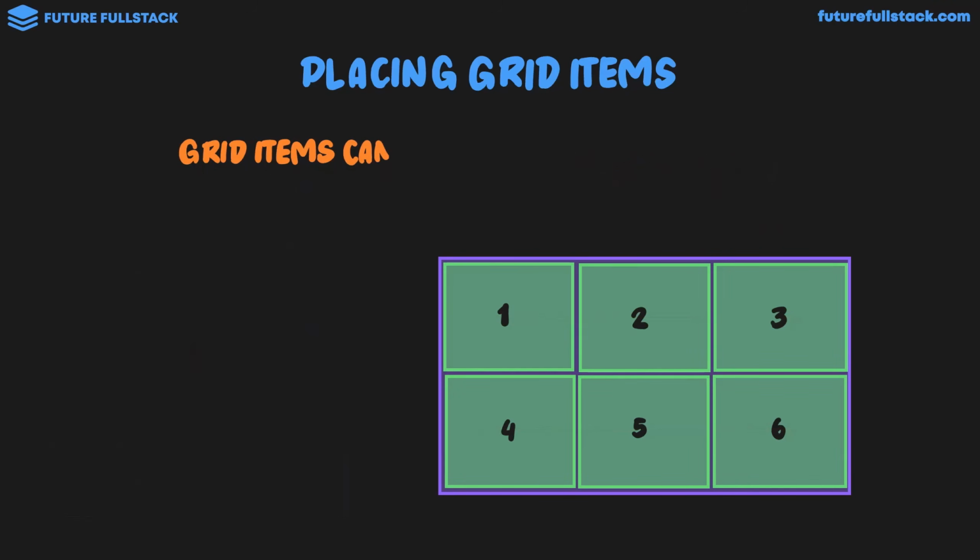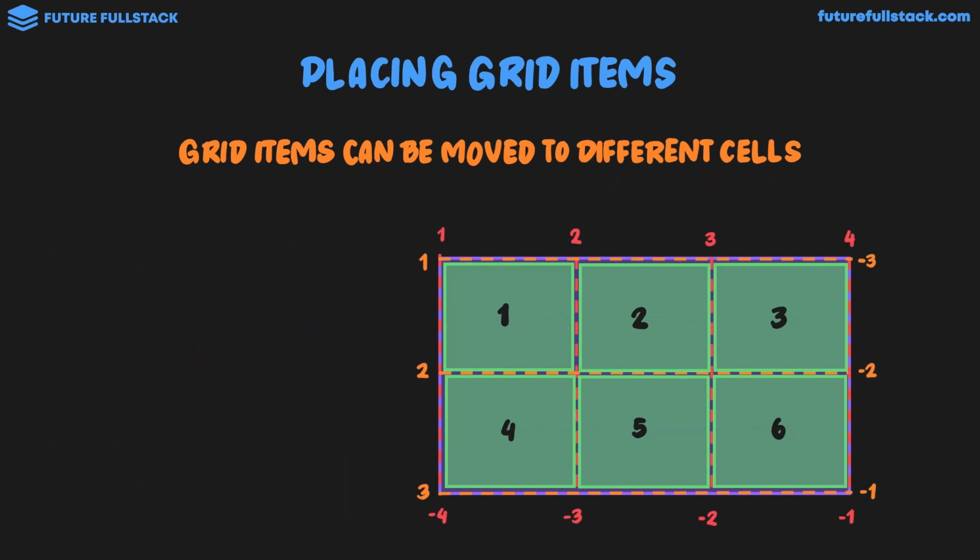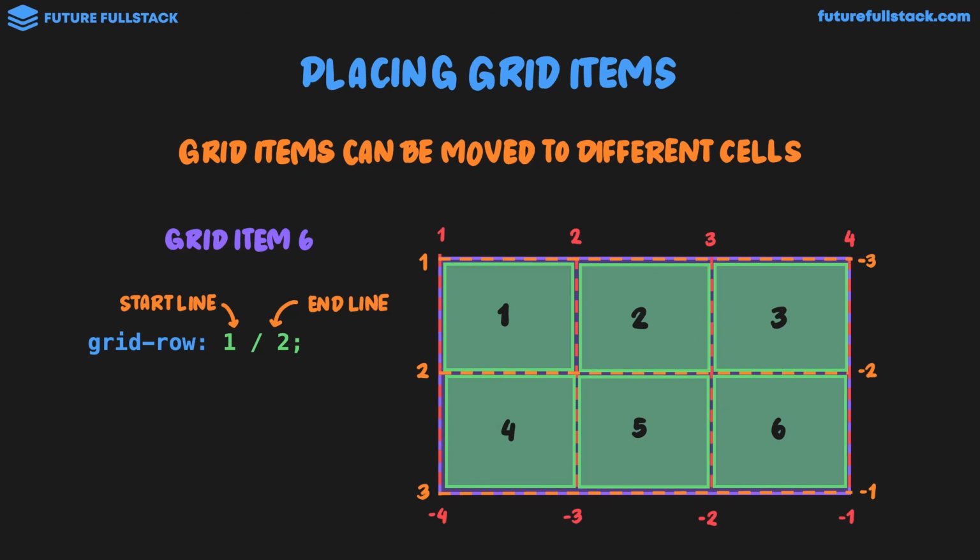Now, grid items can be moved to different cells. Let's go add on our grid lines and see how this works. I'm going to be moving grid item 6. That is the grid item in the bottom right corner. We can use the grid row property, which is grid-row, and the value is 1/2. So what is this value? The 1 corresponds to the start line, and the number 2 corresponds to the end line. This is the start and end line of where grid item 6 will be positioned in relation to the row, because this is the grid row property.